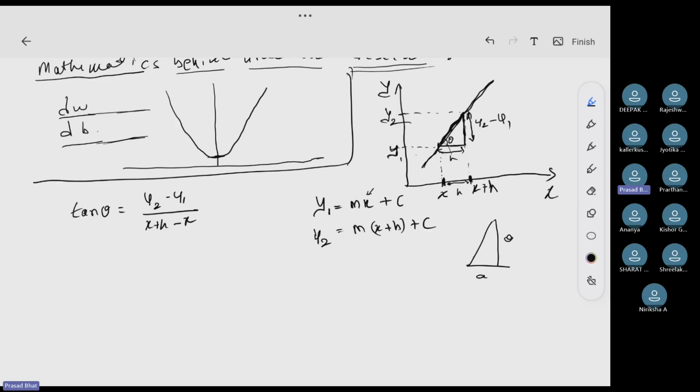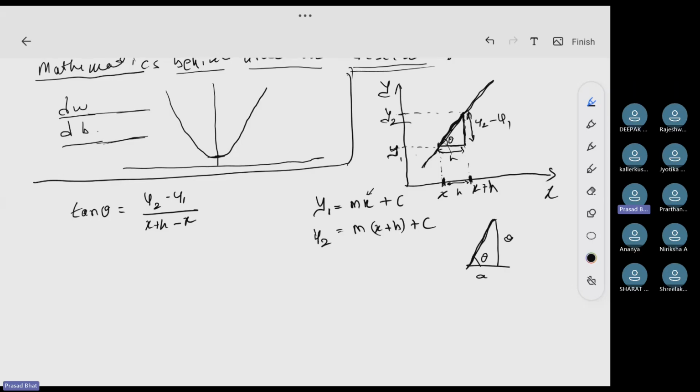So in any triangle, if this is the opposite side and this is the adjacent side, right? Then if I mark this as theta, and I take the tan theta of the angle, I will get what? Opposite divided by adjacent. This is the formula that we already have. Make sense?